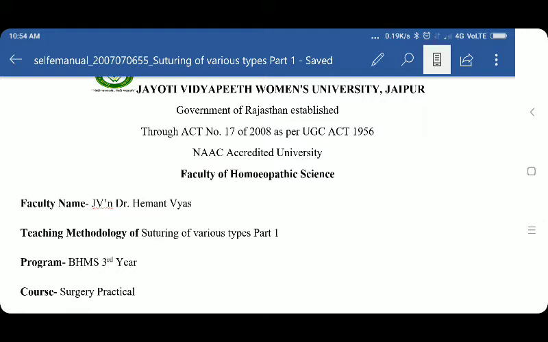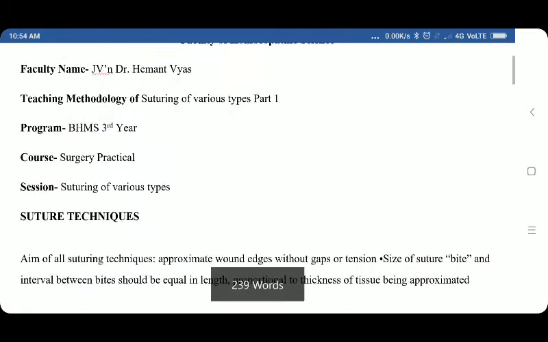Today we are going to discuss an important topic from Surgery Practical, and the name of the topic is suturing techniques. So let's start.